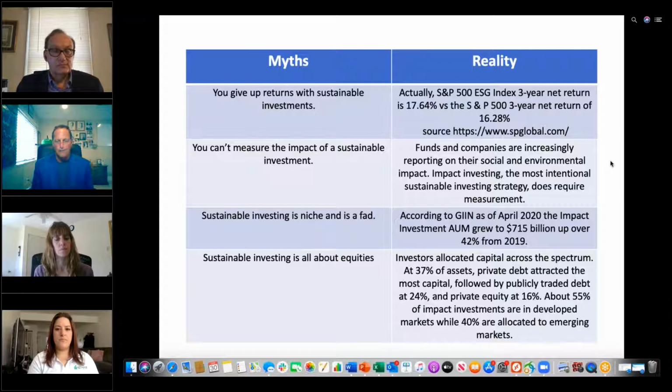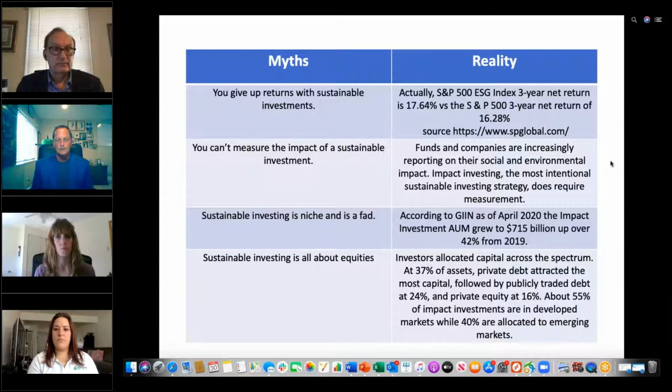And then the fourth one that I'm bringing up is that it's all about equities. Impact investing has many, many different asset classes. As I mentioned before, opportunity zones. You also have publicly traded debt, privately traded debt, publicly traded equity and private equity. So you're able to dabble into the VC world or the lending world and really make a difference in the communities and within society just by getting involved with impact investing.